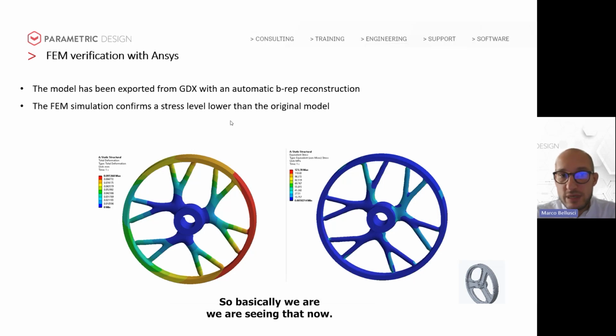So basically, we are seeing that now we have a design that cuts down the material by 11%, a design that reduces the stresses, a design that is completely manufacturable. We are saying that this design completely improves our product.